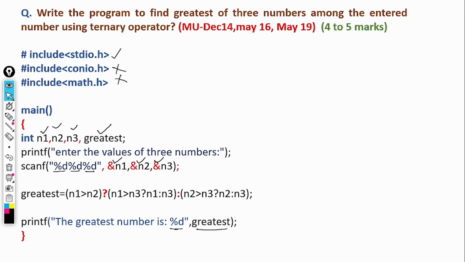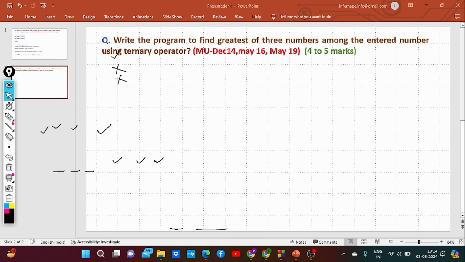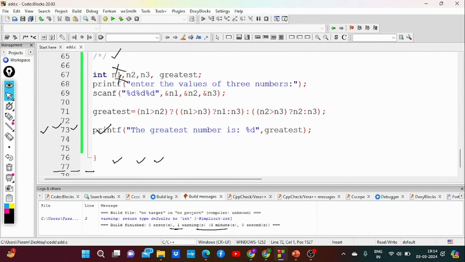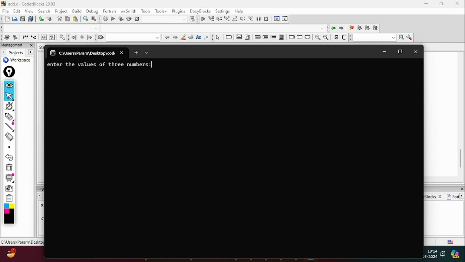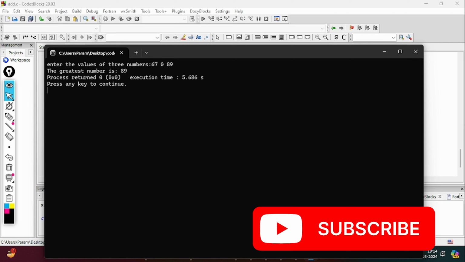Let us just run this program in a faster manner, and we'll just close for this lecture. So this is the complete statement, and let me compile it and let me just run. It is asking enter the value of 3 numbers. I am writing 67, 0 and 89. So the greatest of number is 89. Okay, this is one of the most and toughest questions in C language. It seems very easy, but you need to understand.